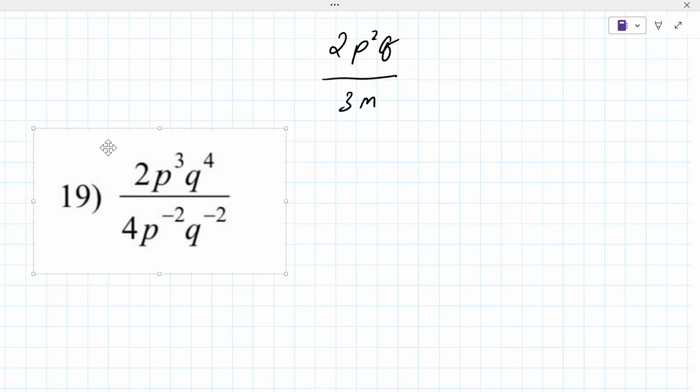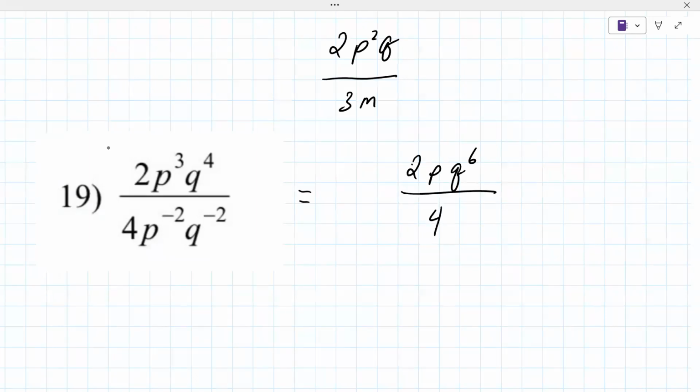I got 2p^5 q^6 over 4. Like that? P to the fifth. Yeah, good. I didn't hear you, or you did say it and I didn't hear. Good job. Now, you do have to deal with the numbers out in front.